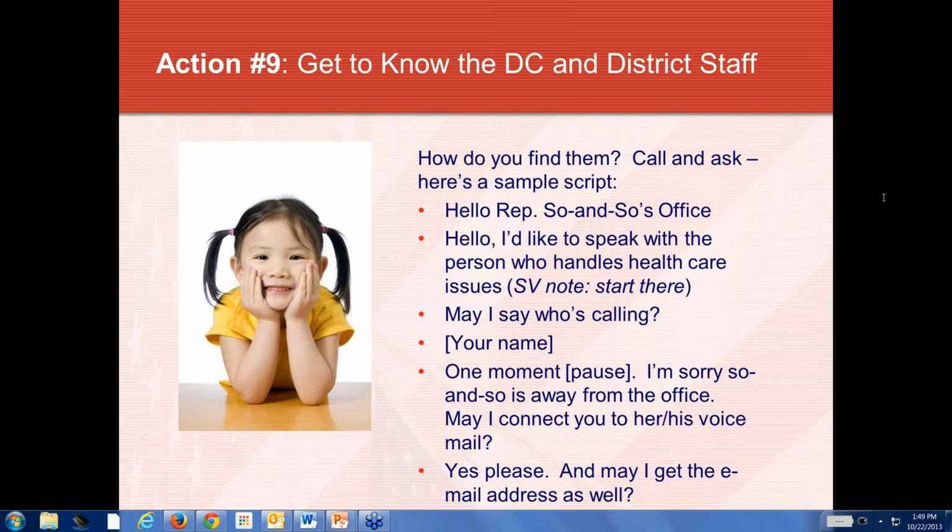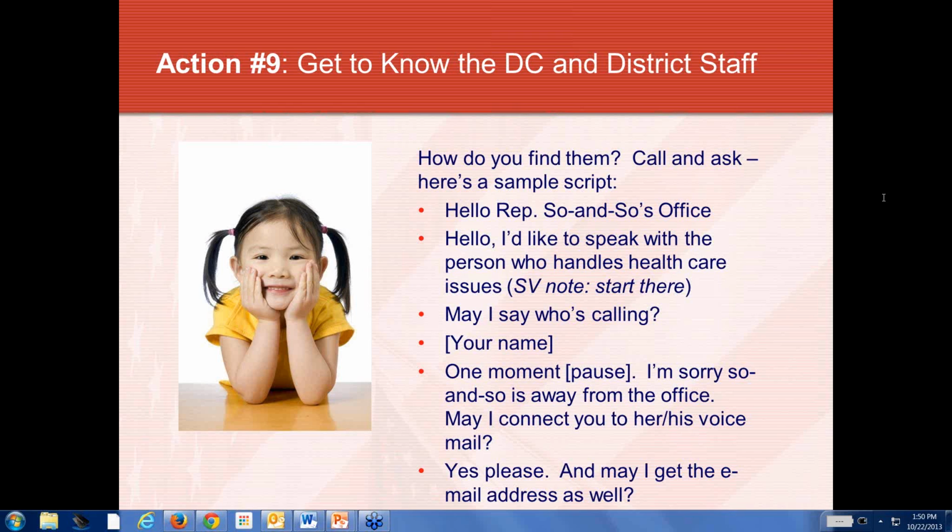All right, action number 9, getting to know the DC and the district staff. So this is a matter of, I mentioned you call, you get the district staff to come to a meeting, and that's a great way to start that connection. You can also call the DC staff, and the DC staff are the ones who are handling many of the policy issues that you'll be talking about. When you talk to the district staff, they tend to not be as policy focused. They may be just more connecting to people in the district.